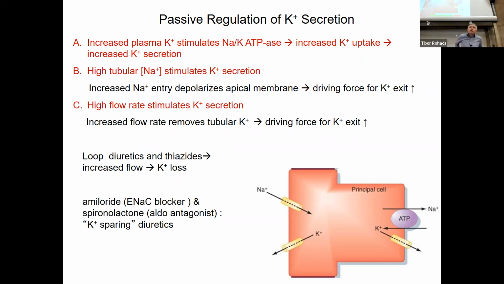And again, coming back a little bit to diuretics, if you use, for example, amiloride or an aldosterone antagonist, which acts directly on this principal cell, these will have an opposite effect on potassium. These will decrease the secretion of potassium. So these are the so-called potassium-sparing diuretics. So basically, these passive effects explain why certain diuretics increase and certain diuretics decrease potassium secretion.